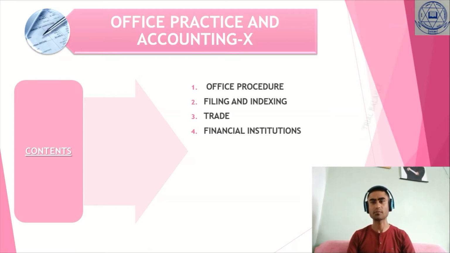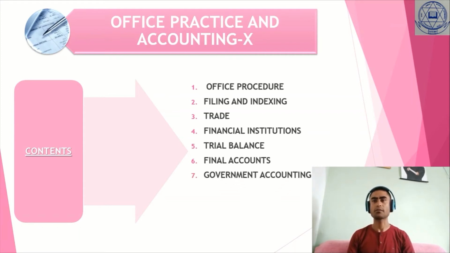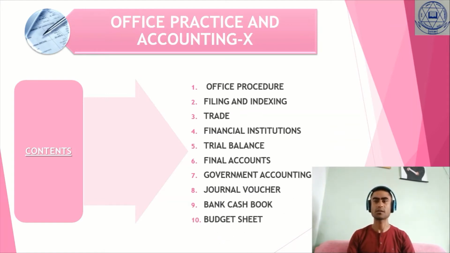Next chapter we have trial balance. After that, final accounts, where we discuss its different types: trading account, profit and loss account, and balance sheet. Next chapter we have government accounting system. After that, journal voucher, bank passbook, budget sheet, and at last we discuss monthly statement. These are the different chapters included in accounting for grade 10 students. So let's start.